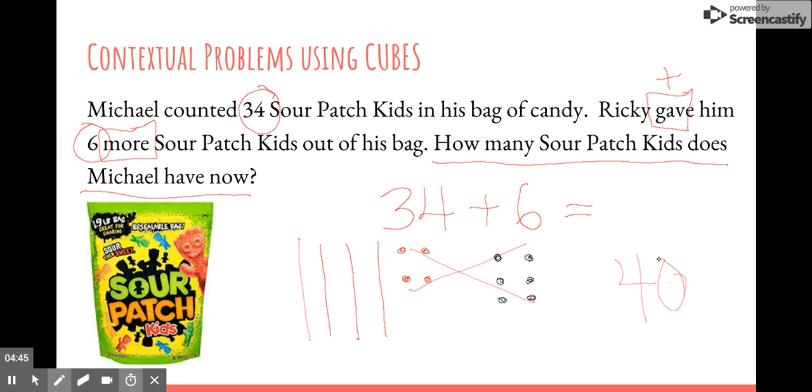Well, I can't just say 40. I have to answer the question now. How many Sour Patch Kids does he have now? He has 40 Sour Patch Kids.